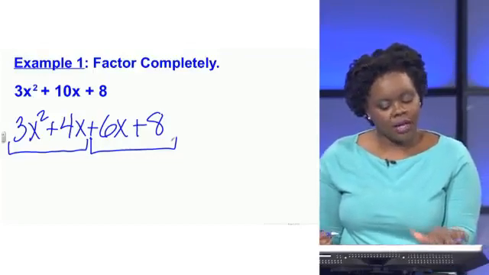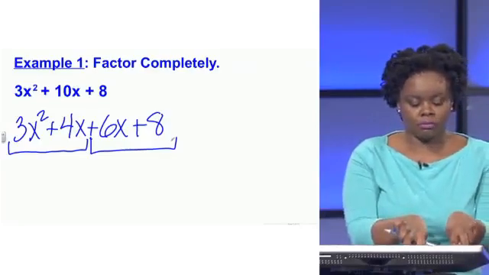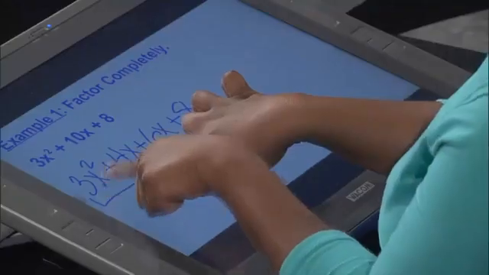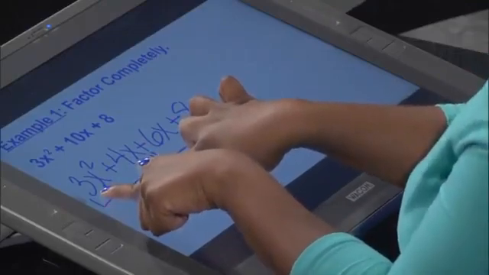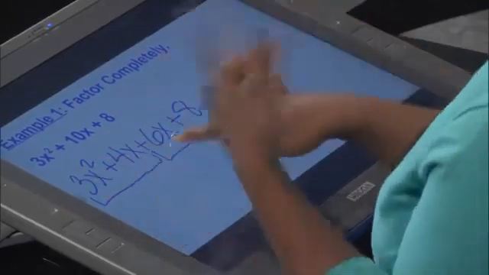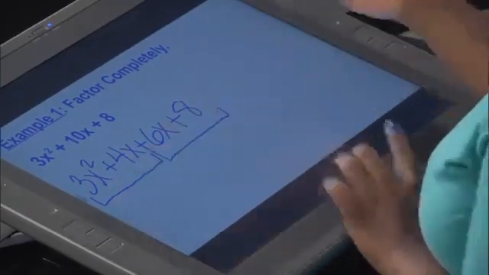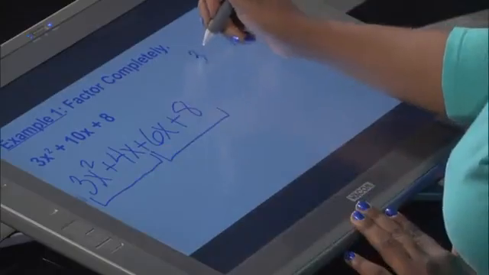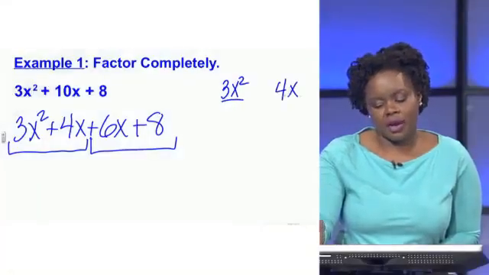So between 3x squared and 4x, first just consider your 3 and your 4. There are no factors that 3 and 4 have in common except 1, right? So I can just keep that in my mind. Now, x squared and x, you may need to see this written out. It may actually help. Let's go ahead and write the work off to the side. Then we may get to the point where we don't need to write it.